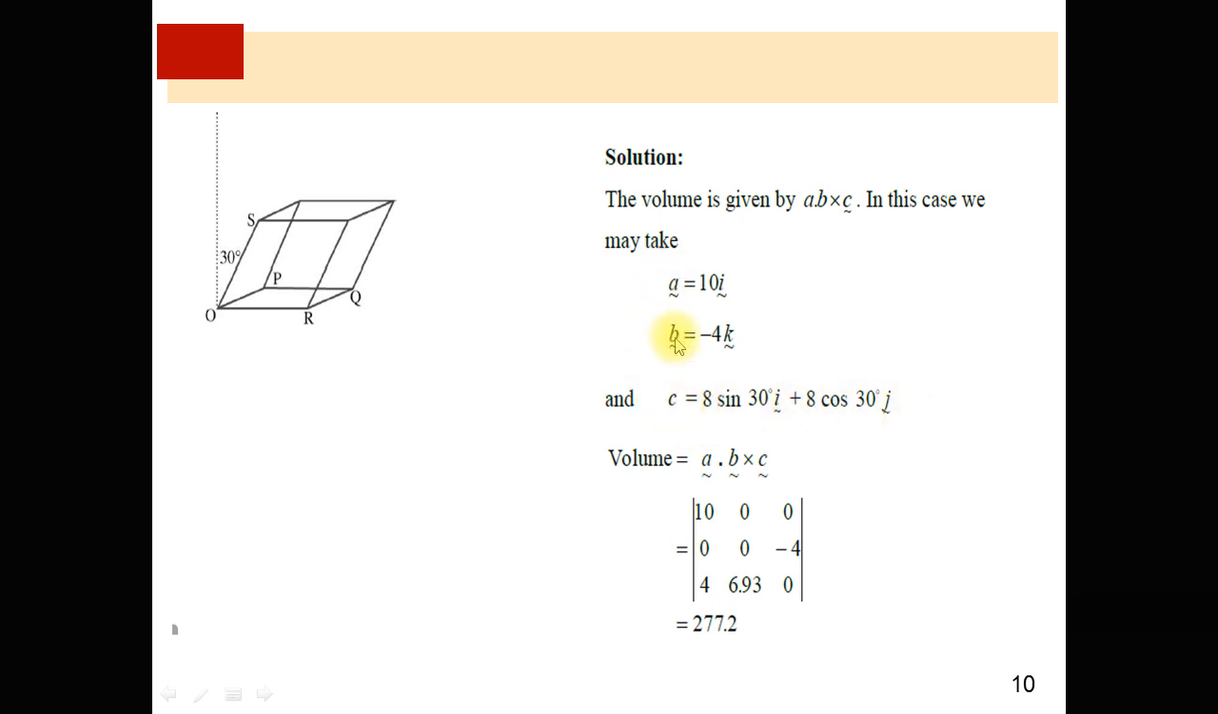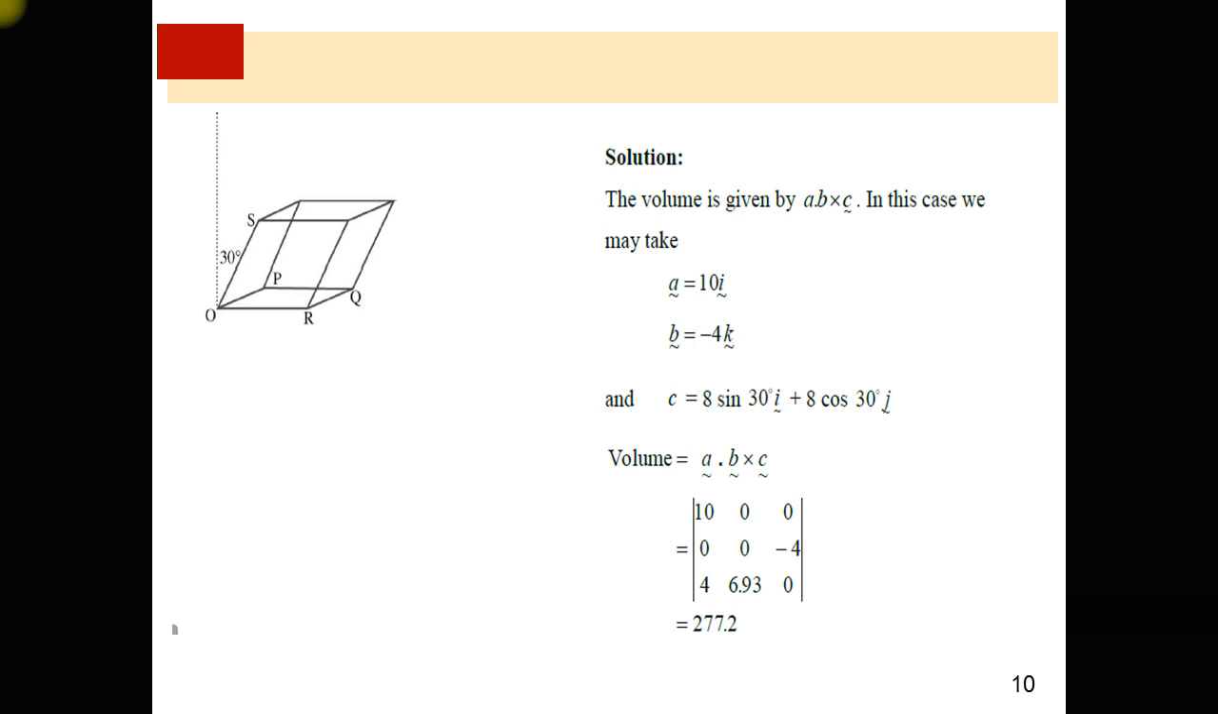Now to find the scalar triple product of these vectors, you see over here the scalar triple product is equal to 277.2, and this is the volume of the parallelepiped. So dear students, in this lecture we have discussed the application of vector products: cross product, scalar product and scalar triple product.